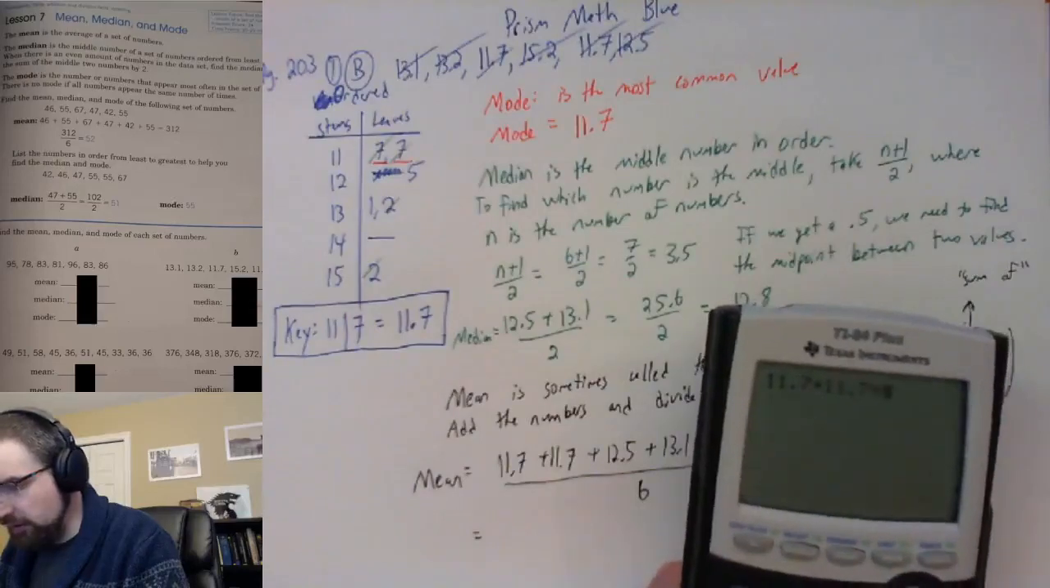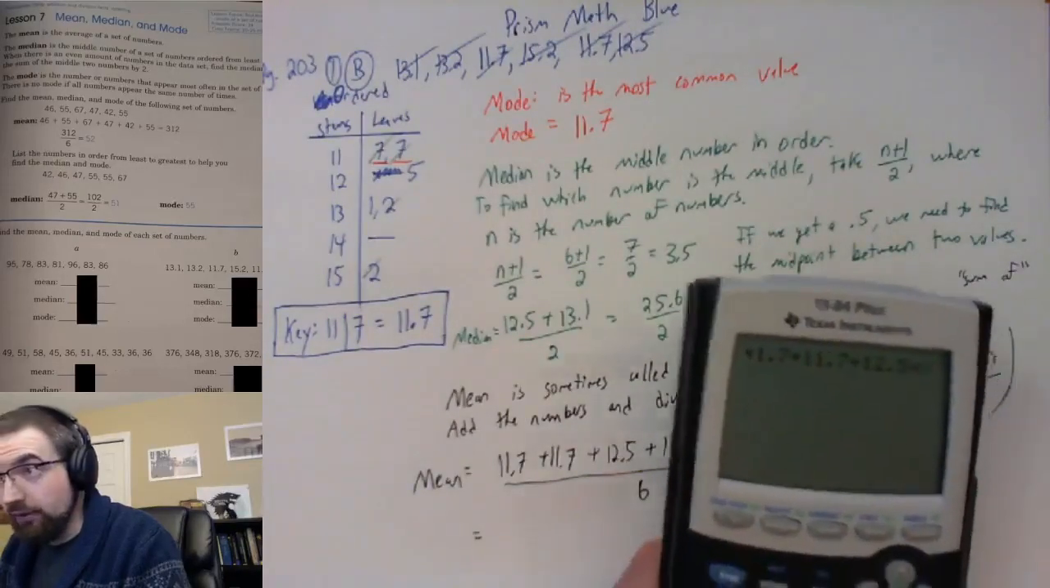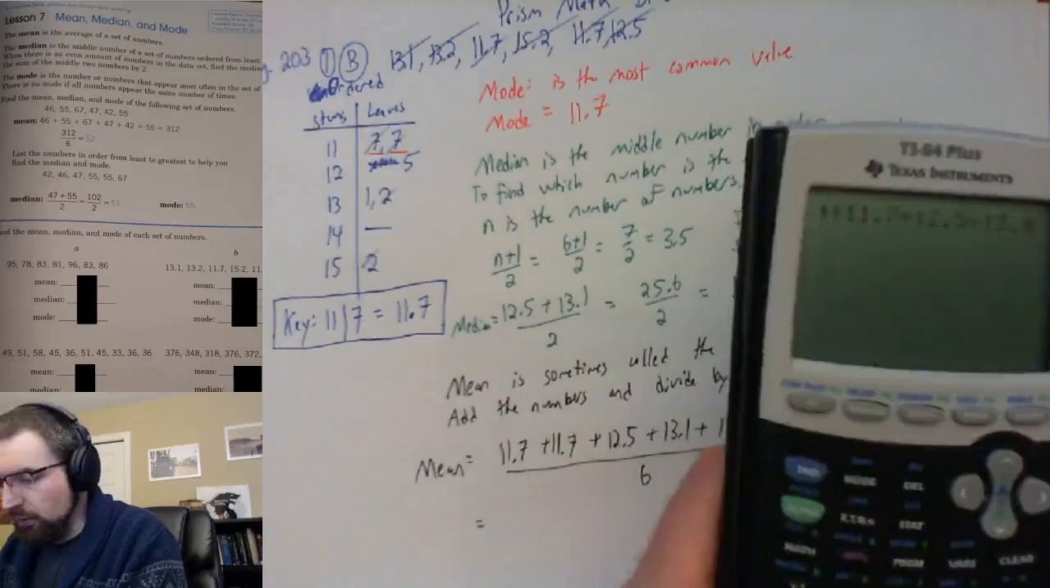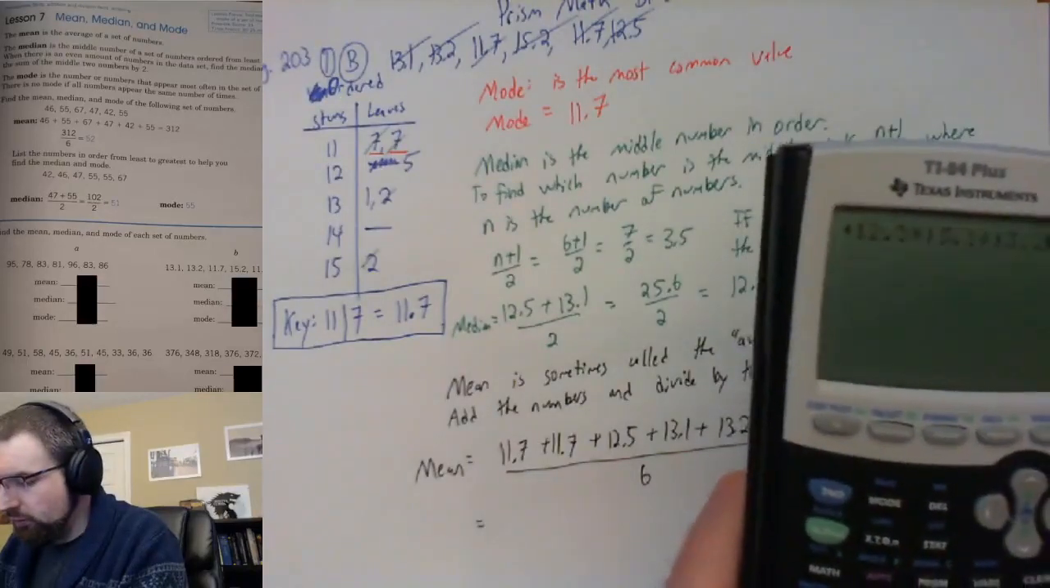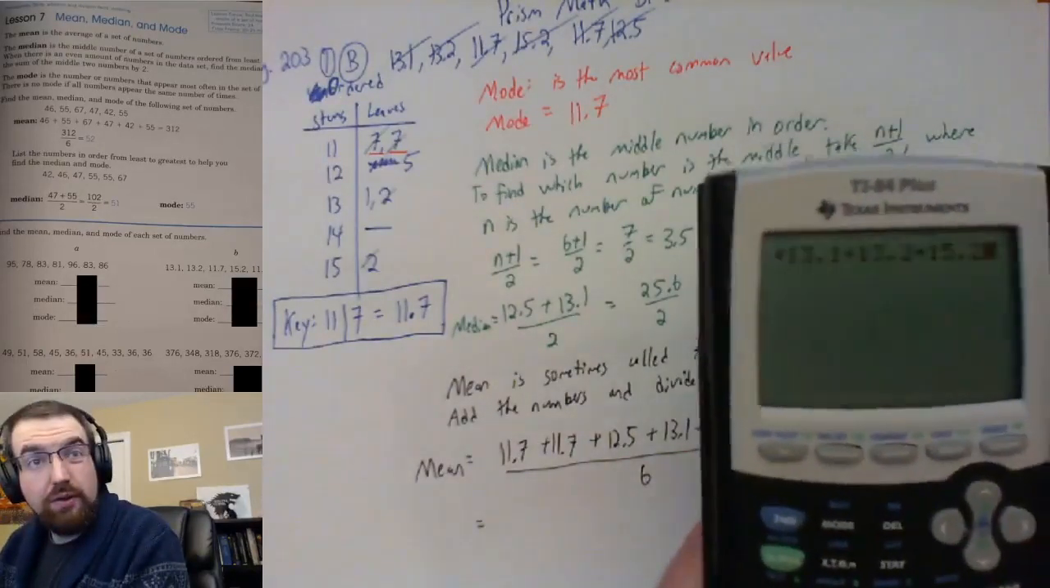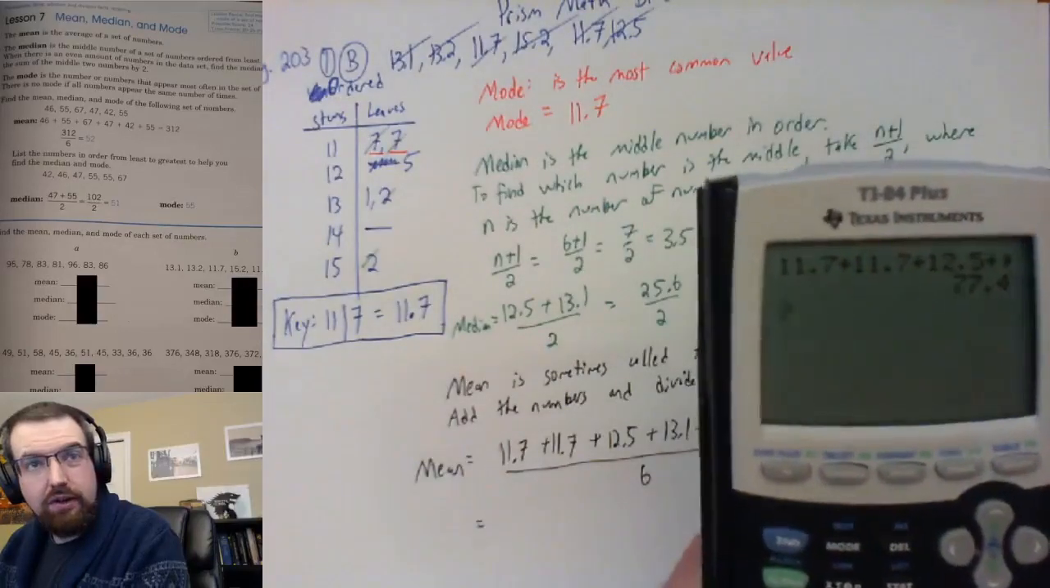11.7 plus 11.7 plus 12.5 plus 13.1 plus 13.2 plus 15.2. There we go. That's 77.4.